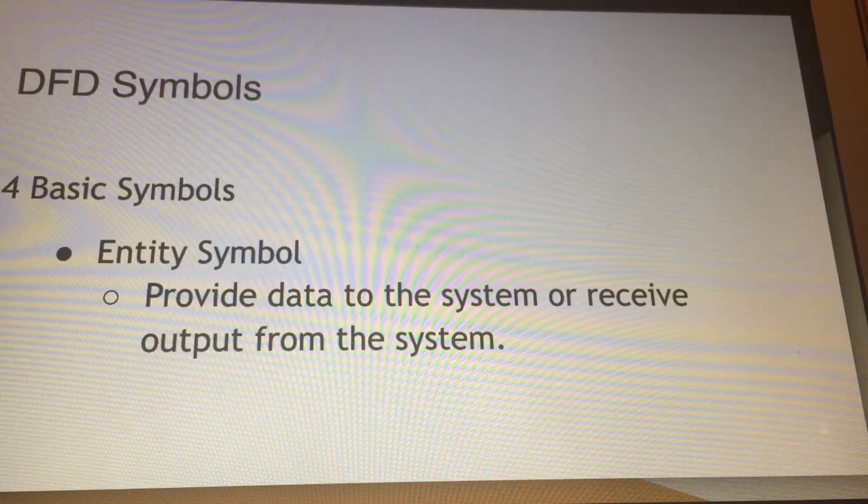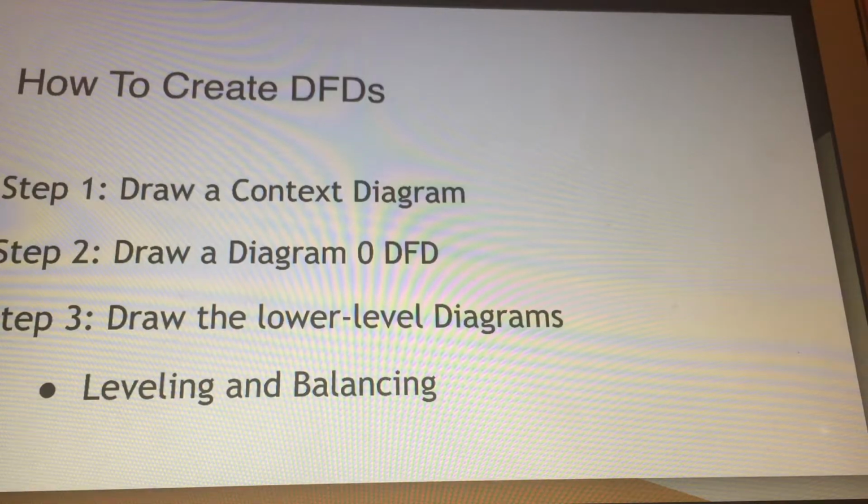The fourth symbol is the entity symbol. The entity symbol is a rectangle which may be shaded to make it look rather 3D. It is used to provide data to the system or receive output from the system.